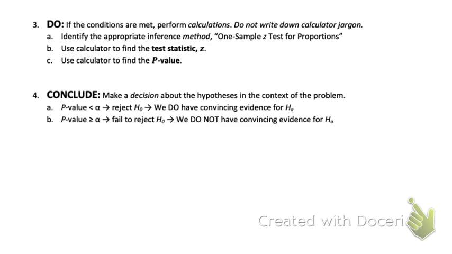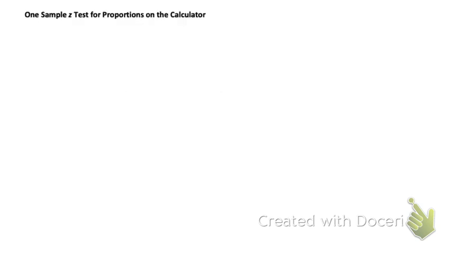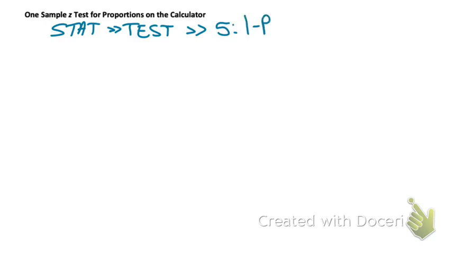In our calculator, this is going to be under stat, test, and number 5. This is a 1 proportion z test. This is stat test 5. It's a 1 proportion z test. If you guys will, go ahead and go to stat test 5 so you can see it.